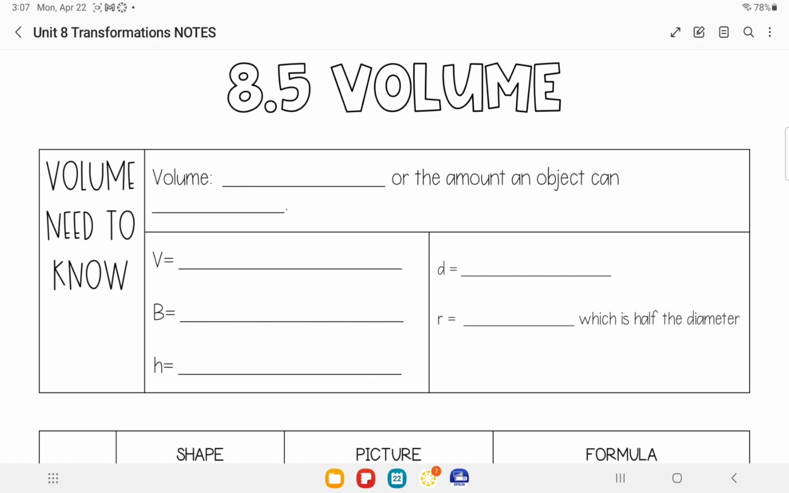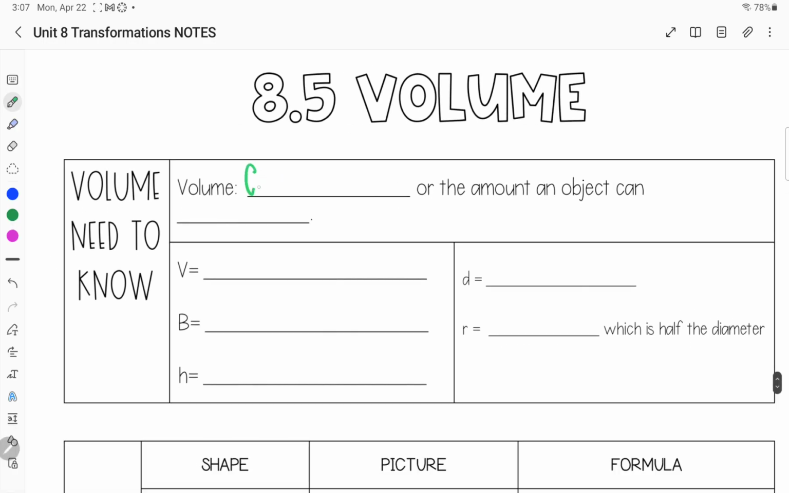So we have volume is the capacity for the amount an object can hold. So volume tells us how much something can hold. So letters that we're going to see in our formula. A V represents volume.